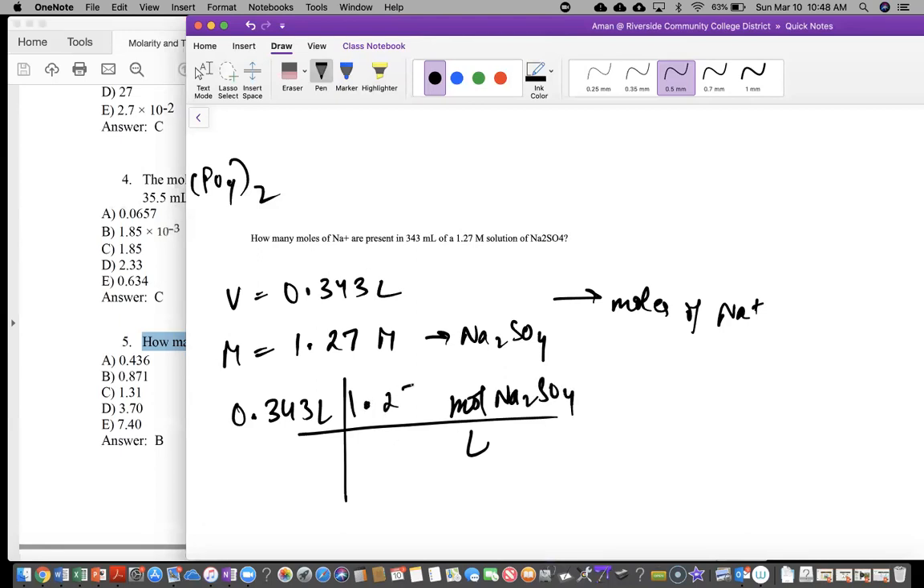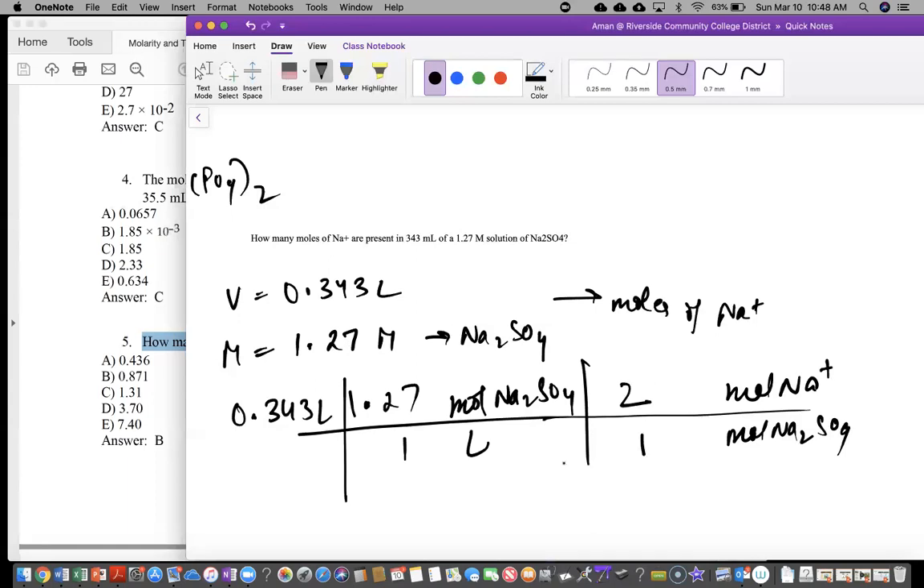Moles is 1.27 moles in 1 liter, right? And then on the bottom is moles of Na2SO4 to the moles of Na+, and that you're just getting the mole-to-mole ratio. So 1 Na2SO4 has 2 Na+, right? When you solve the whole thing, you should get the answer. It says the answer is 0.871, so I'm just copying that from here. If you do the math right, let me just double check. So 0.343 times 1.27 times 2 is 0.87122. Yeah.